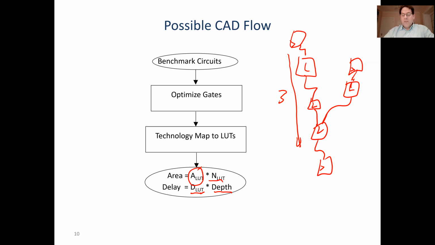So yeah, the depth on this is 3. And the area of this by my model is basically, N_LUT is equal to 4. Got 4 LUTs, and my depth is equal to 3.